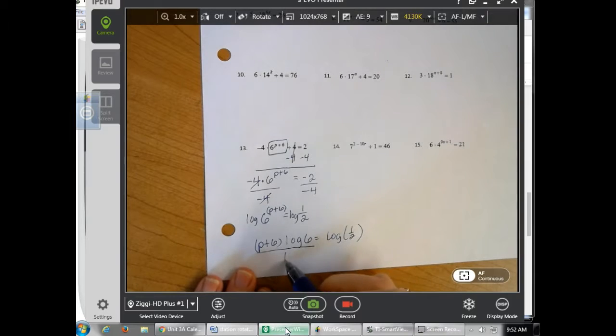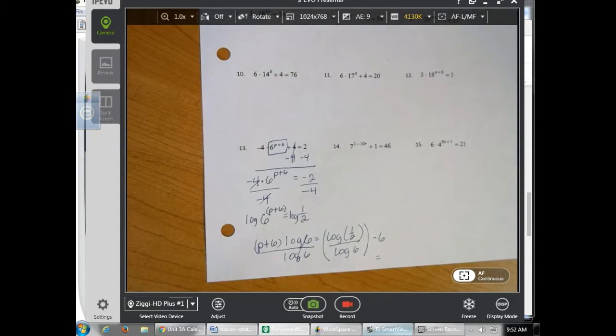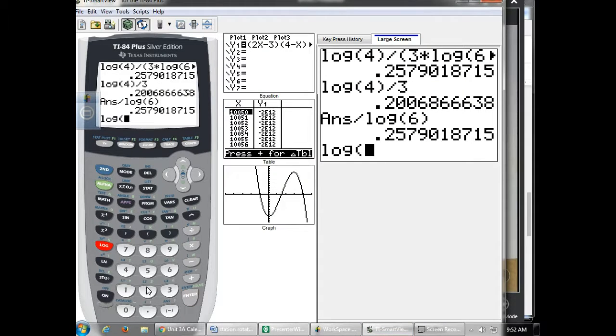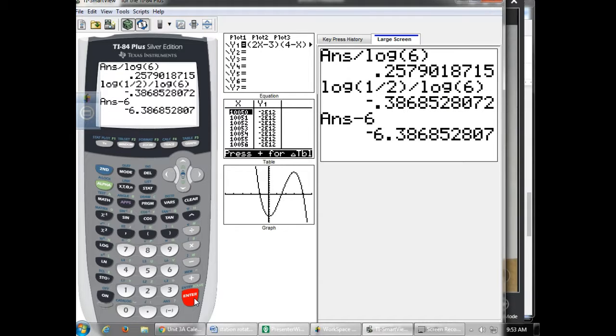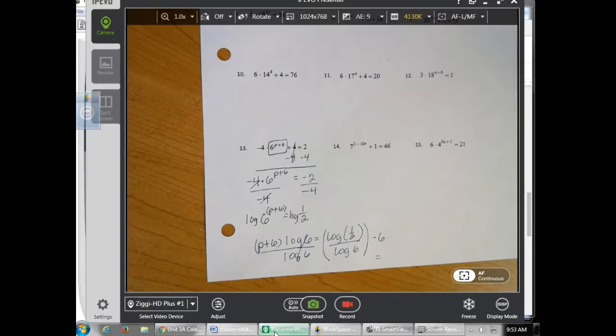I'm just going to simply divide both sides by log of 6. And I'll get a value when I do that. And you can see all I have left over here is p plus 6. So then I will subtract 6 to get my final answer. So on the calculator, kind of follow along, log of 1/2. You can do this all right here in the calculator. And divide that by log of 6. And be sure every time you do log that you close the parentheses. That's really important. And then I'll get that value, and then I will just subtract 6. So the answer will be negative 6.39. So negative 6.39.